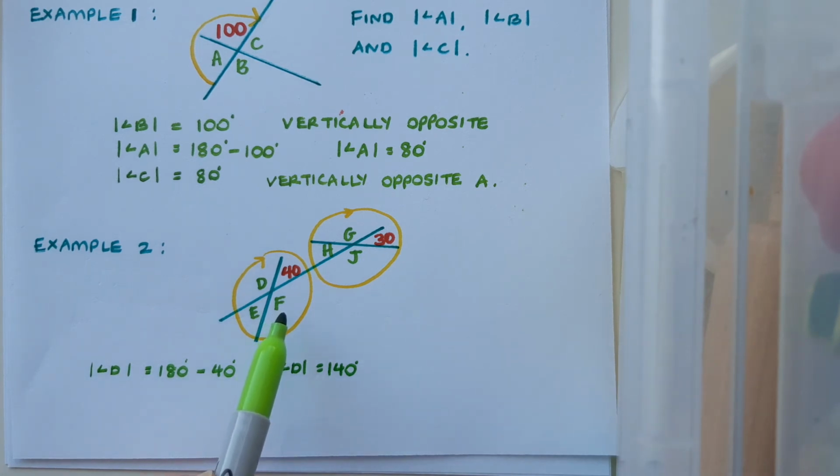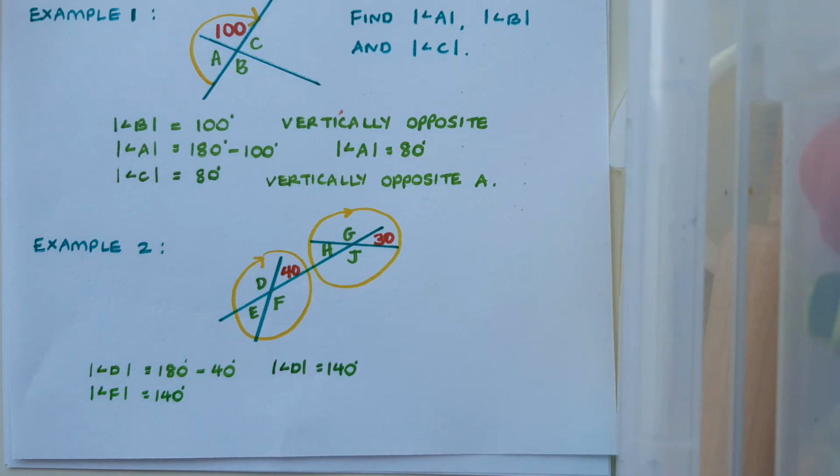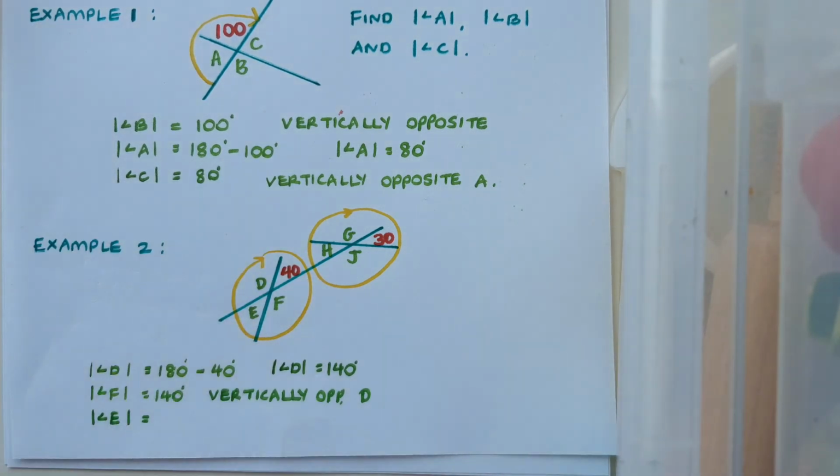Next I'm going to find F. F is directly across from D. It's vertically opposite from D, so it must be the same size. The angle F is 140 degrees, and I know this because it's vertically opposite D. Finally, I have to find the angle E in this portion of the diagram. Notice that E is directly across from 40, so they're vertically opposite. Again, when I don't have a calculation to do, I should justify my answer by writing down the rule.